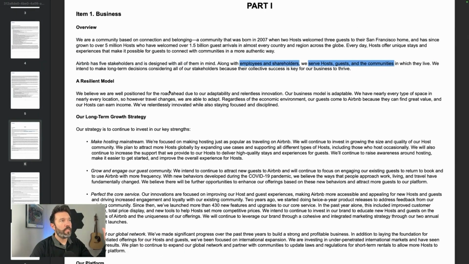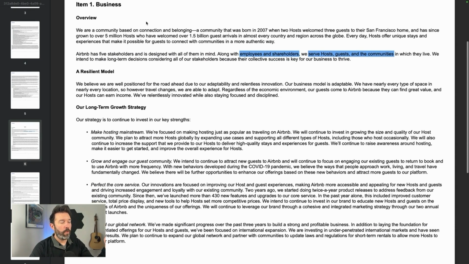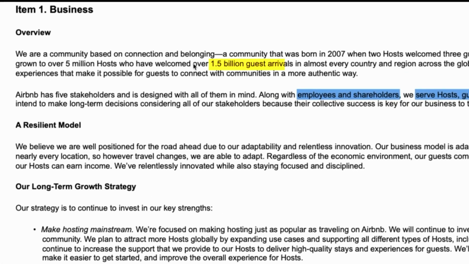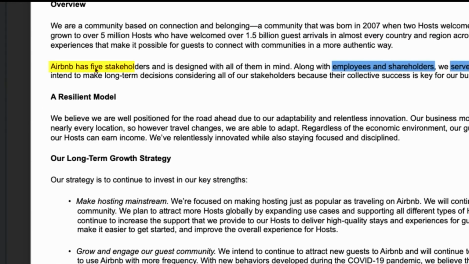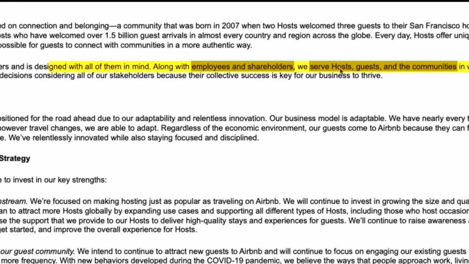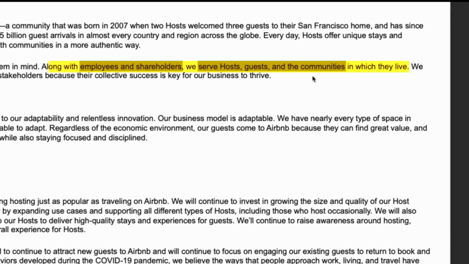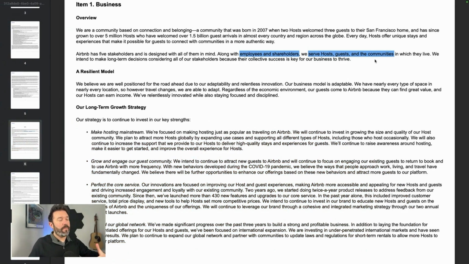Now, this is the business overview, and this is page 3 of this SEC filing. So right at the top, like I said, I'm gonna just highlight a few things. So they go into some detail about how the company started, how there's now 1.5 billion guest arrivals around the world. But this is where I think things get more important. They have 5 stakeholders, as they say, employees and shareholders, and then hosts, guests, and the communities in which they live. So that's the way that Airbnb thinks of itself as a business, is they're trying to serve all 5 of those groups of people by providing a platform.